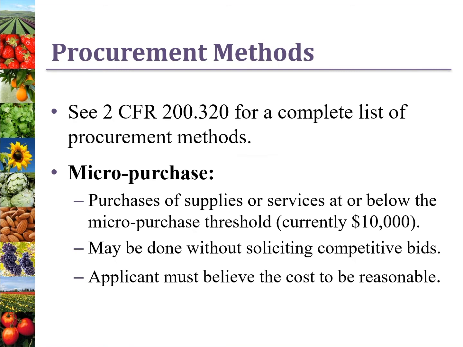When selecting a contractor, applicants must use one of the procurement methods outlined in the complete list found in 2 CFR 200, Part 320. The next few slides will highlight the most common procurement methods. First is procurement by micro-purchase, defined as acquisition of supplies or services at or below the micro-purchase threshold, currently $10,000. These may be done without soliciting competitive bids, so long as the applicant believes the cost to be reasonable.